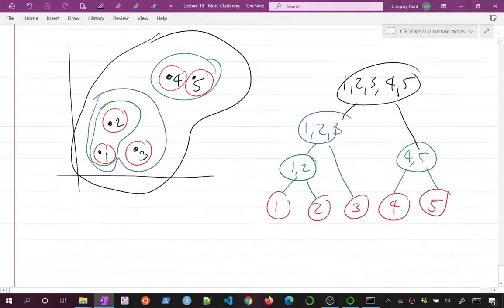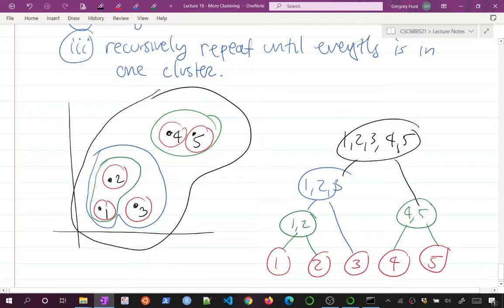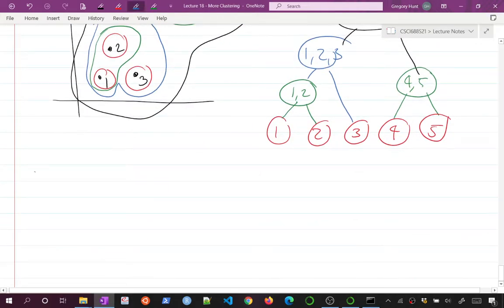Super simple. It's really nice. There's another way of doing this, which we're not really going to talk about, called divisive clustering.